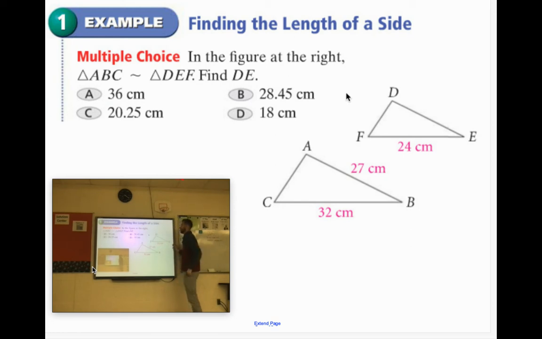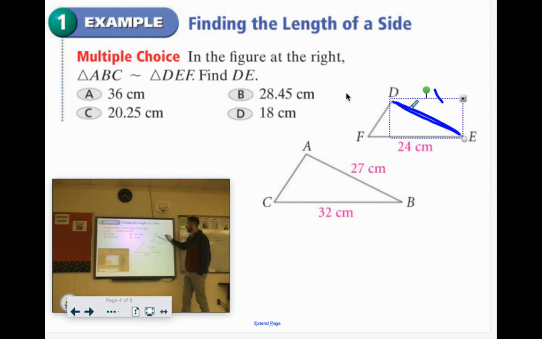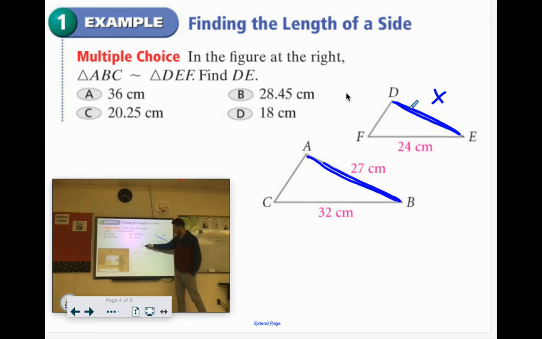So let me show you what I mean here on this first one. In the figure at the right, triangle ABC is similar to triangle DEF. Find DE. So line DE is this one, if that shows up. I'm going to call this side x. So line DE on the other triangle corresponds with line AB. And line EF, or FE, corresponds with line CB.